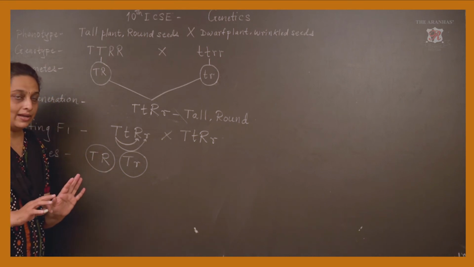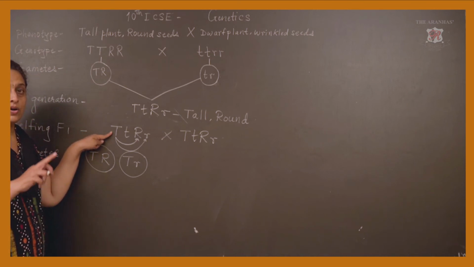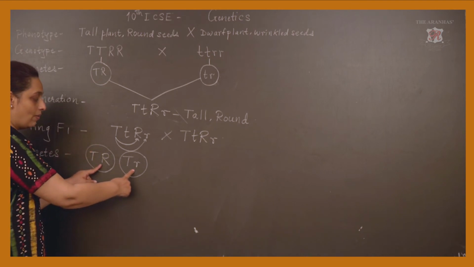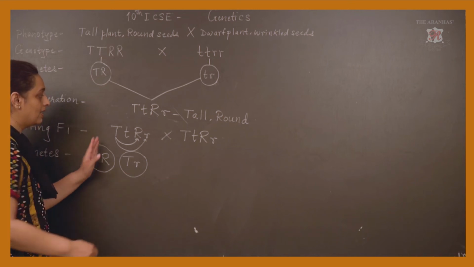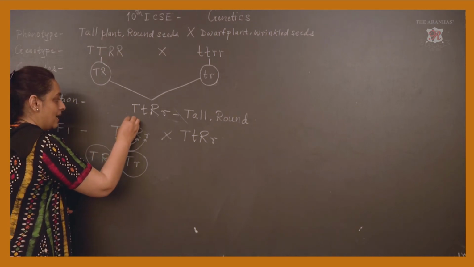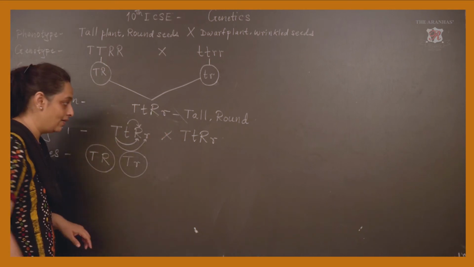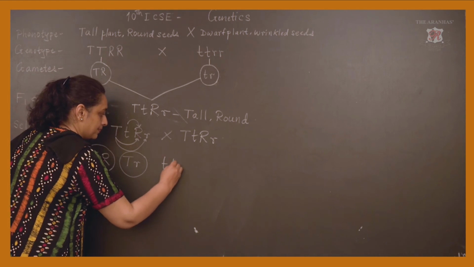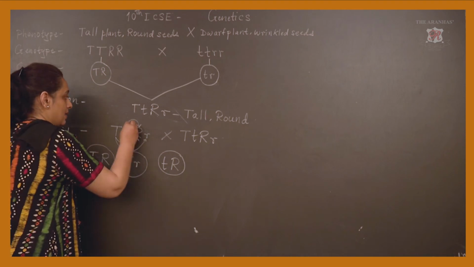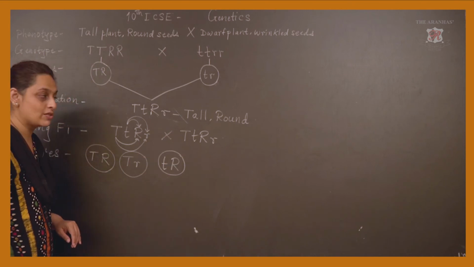Okay, so what I have done now, with tall character or with capital T allele, I have written both the combinations. Now, with small t also I have to do the same method. Small t combining with capital R, and small t forming gamete with small r.